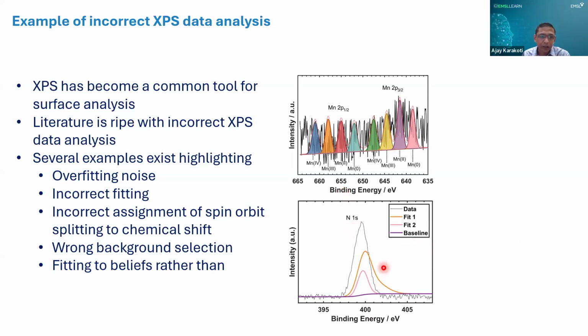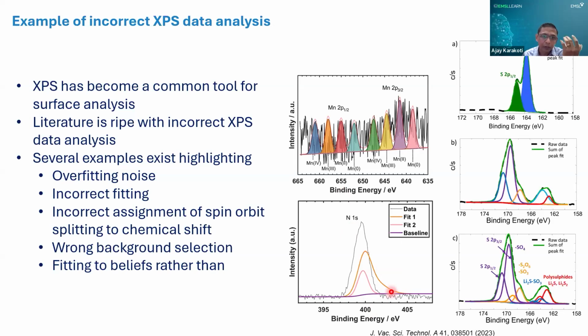There are examples of incorrect peak fitting, wrong background selection, and fits not even following the actual data. And recently, we have also started seeing people completely ignoring the physics and doing inaccurate peak assignments. For example, in this case, you can see there is a spin orbit splitting of the p peak into 3/2 and 1/2, and they are in a particular ratio, 2:1. Whereas when people start fitting these peaks, they completely forget about the spin orbit splitting and their ratios, and they fit to their beliefs, what they expect from the sample, rather than what the data is saying and what the underlying physics is.